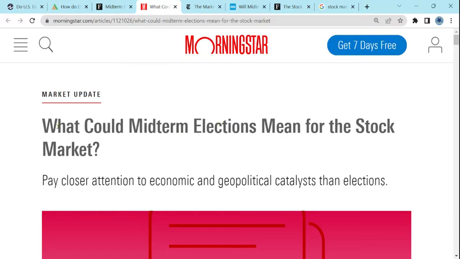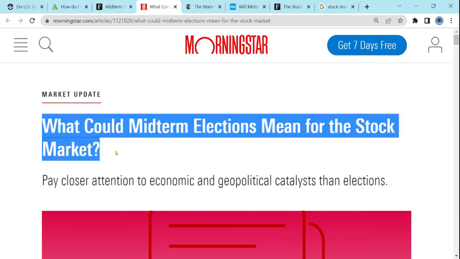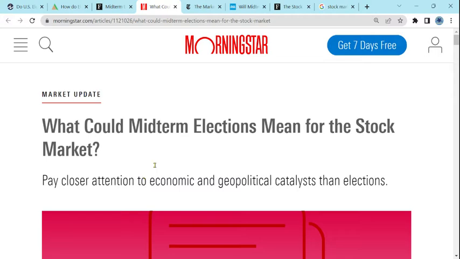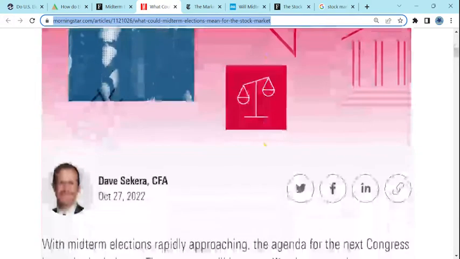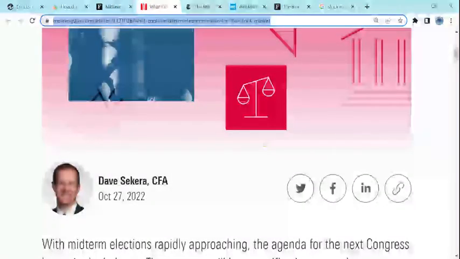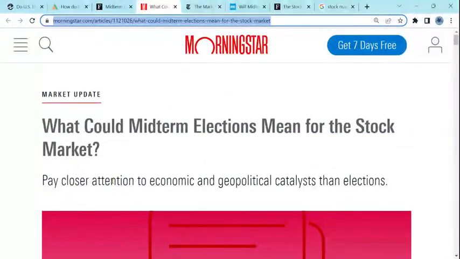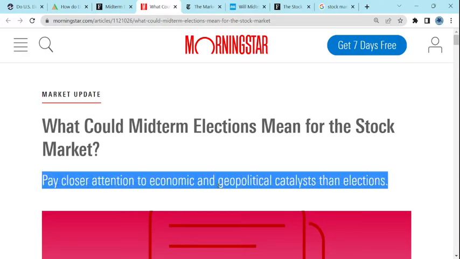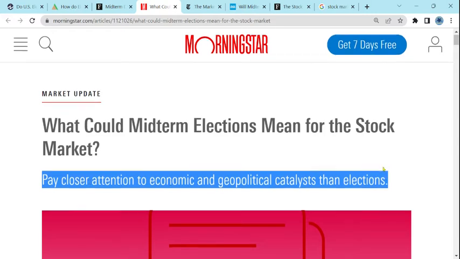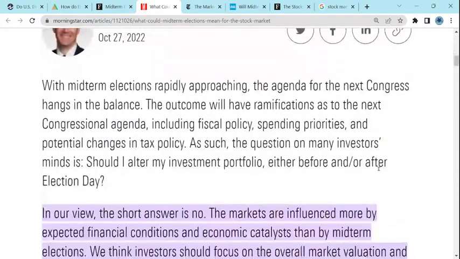Okay, let's look at another opinion on what midterm elections could mean for the stock market. This is an article by Morningstar, a recent article by Morningstar. I'll leave the direct link to this article in the description box below. We can see one of the highlights is they're concluding to pay closer attention to economic and geopolitical catalysts than on the election. So that's the conclusion of this article, that economic and geopolitical catalysts mean more for the stock market than do the results of the midterm elections.